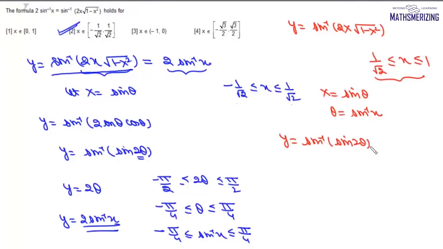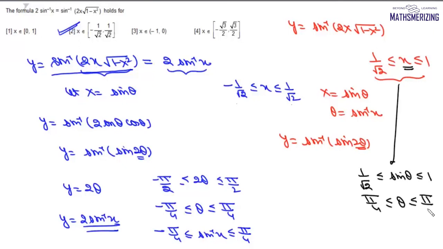Now we need to figure out the range of 2 theta. Now here x is sine theta. So we'll put x as sine theta. We can write this as 1 by root 2 is less than equal to sine theta is less than equal to 1. Now we'll take sine inverse. Sine inverse 1 by root 2 is pi by 4, and this is less than equal to theta, which is less than or equal to pi by 2. Now we'll need 2 theta. So we'll multiply it with 2. We'll get this as pi by 2 is less than equal to 2 theta is less than equal to pi.